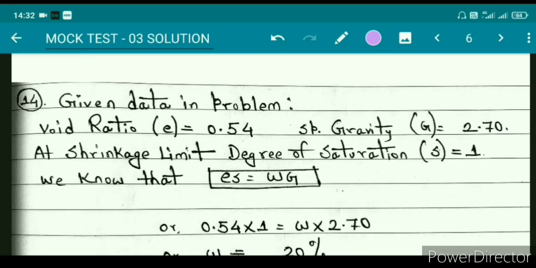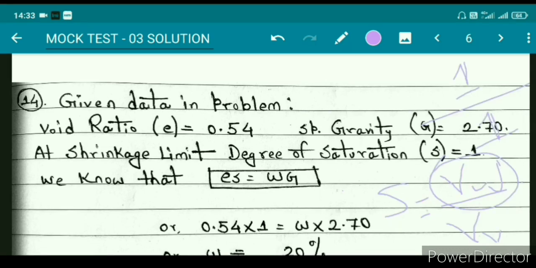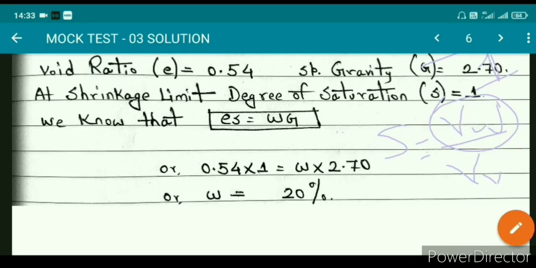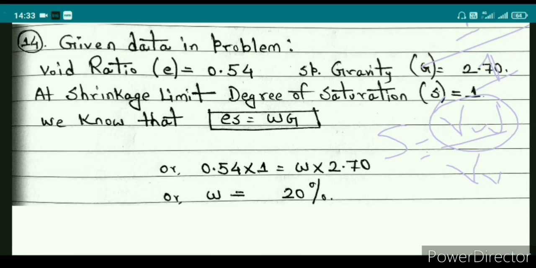Now what is the degree of saturation? Degree of saturation means S equals volume of water present in a given soil mass to volume of void in it. The formula we all know: e S equals w G. So by substituting all the values in this formula, we can easily get the water content, which is 20%.